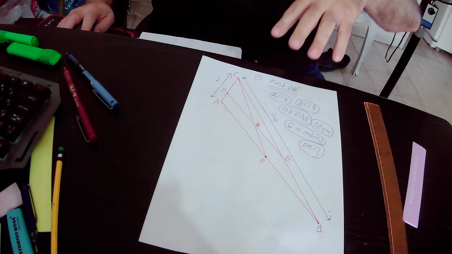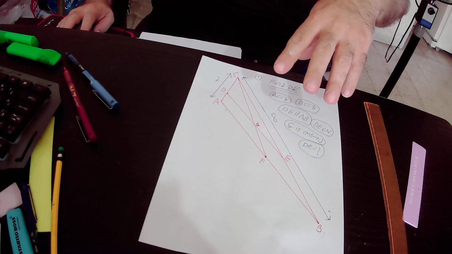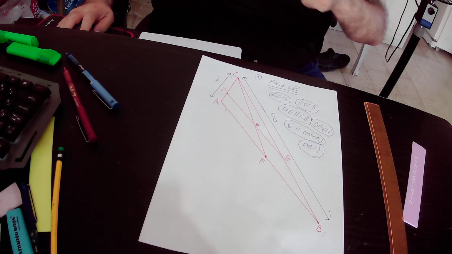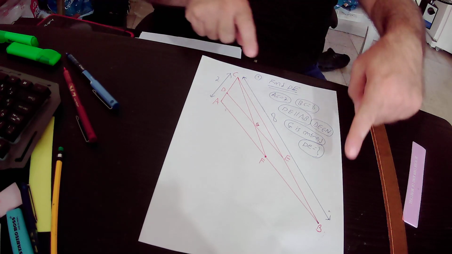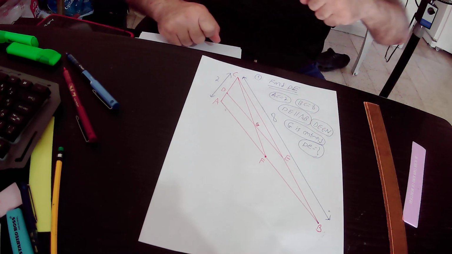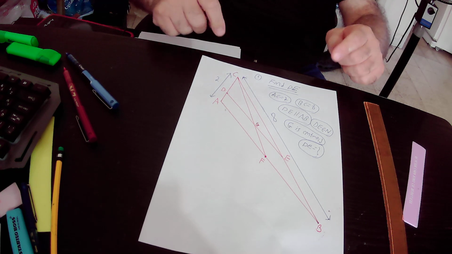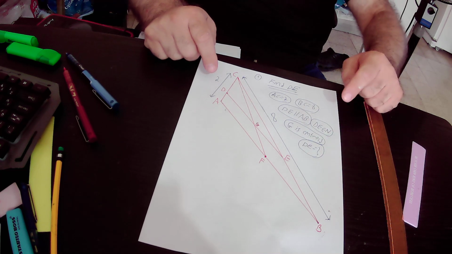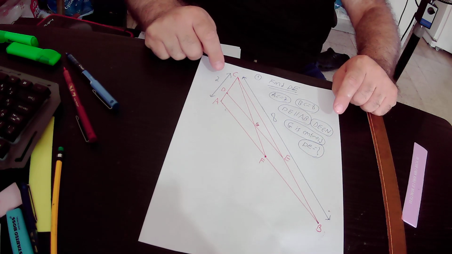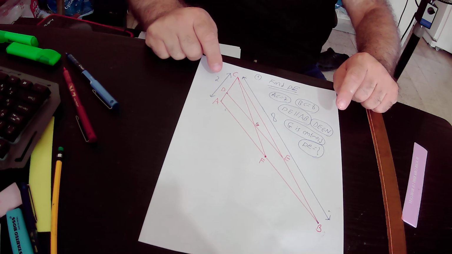Hello, in this lecture we will find the value of DE. In the drawing we have triangle ABC. We know that AC equals 2 units, BC equals 8 units, and we also know that DE is parallel to AB, and DE is a natural number, that is to say the size of DE is a natural number.